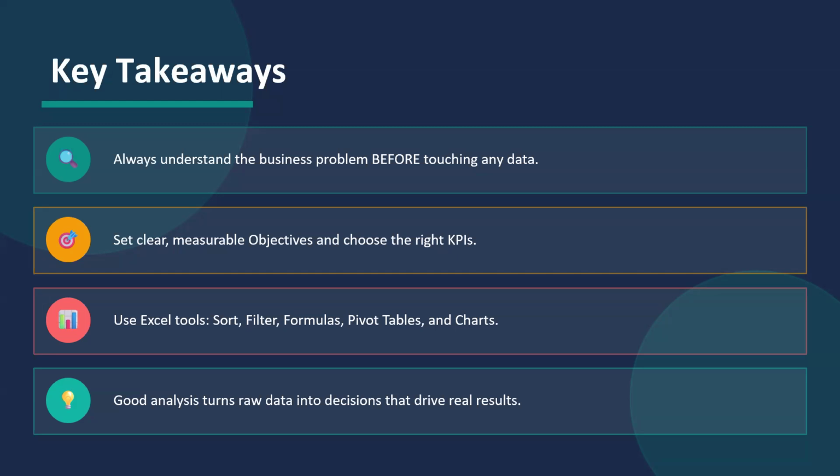And then to summarize, always understand the business problem before touching any data. State a clear, measurable objective, and choose the right KPIs. And then use your Excel tools well. I think you would just have to check YouTube on how to create this in Excel if you want to use Excel. And then turn raw data into decisions that drive real results. Thank you.